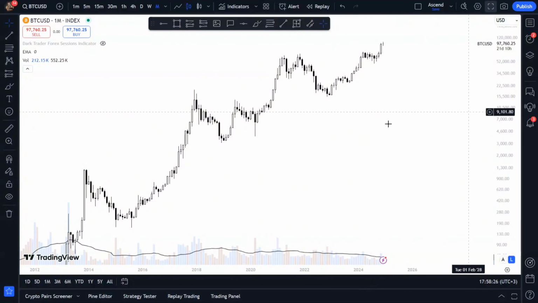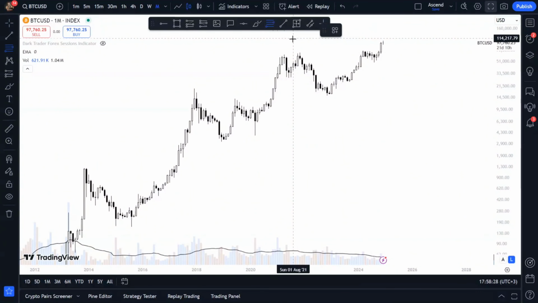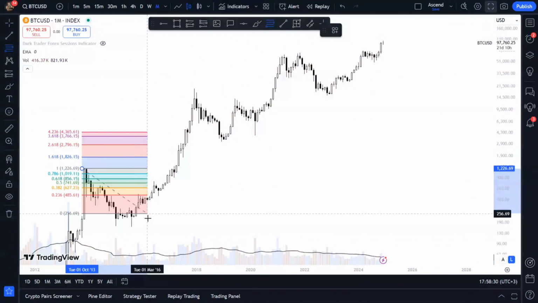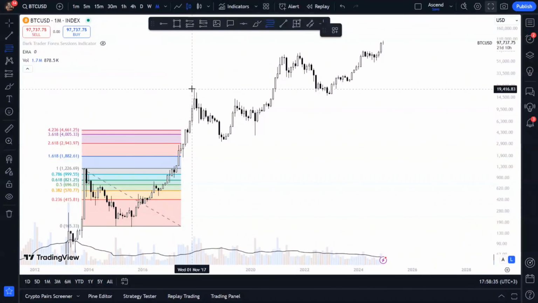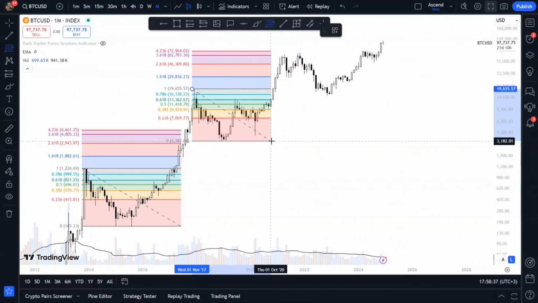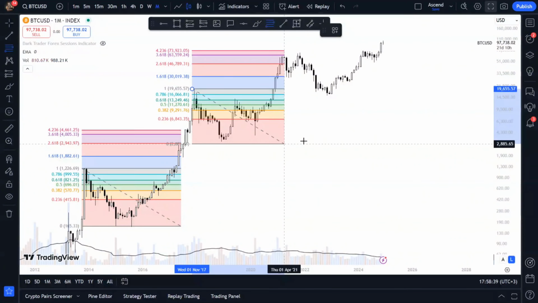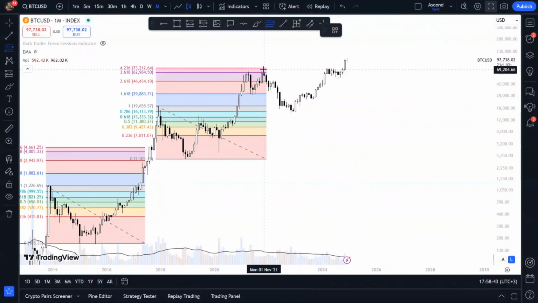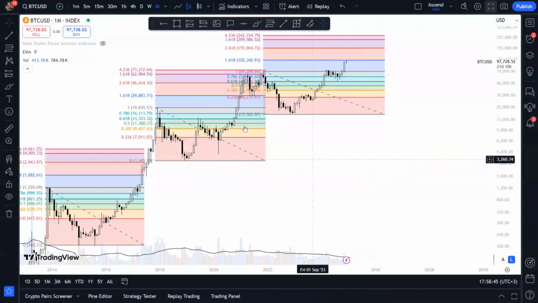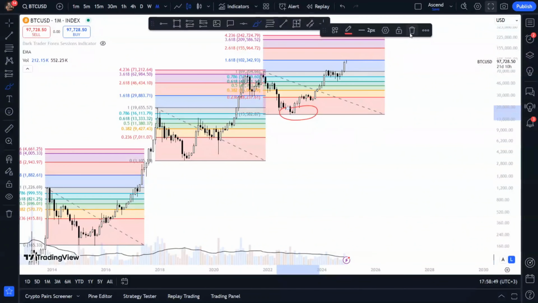So the first sign, what I'll be looking for, is the Fibonacci levels. And here's how I use them. I put the Fibonacci levels from the top of the bull run to the bottom of the bear run. So we have the top of the bull run here and the bottom of the bear run here, and we are putting the Fibonacci levels.